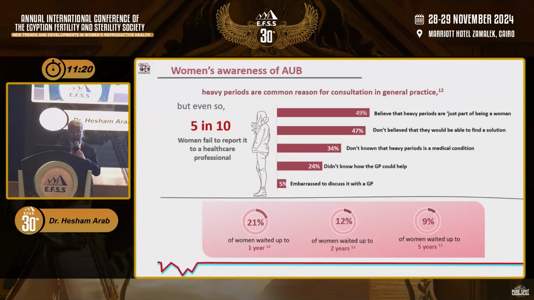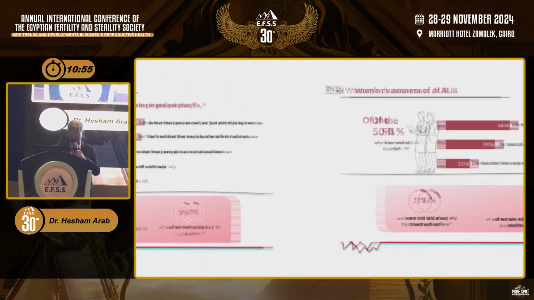To start with, I want to talk about the woman's awareness. This is very important because you can see here, 50% of women think that heavy menstrual period is a normal thing. Most of them don't even want to go and see a doctor. What will happen? They just keep bleeding, and some of them may take a year or 2 in order to go and see a doctor.